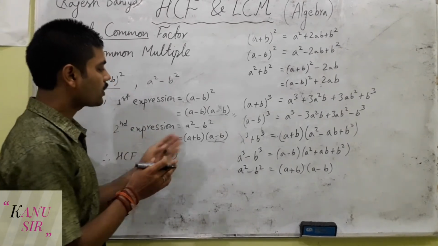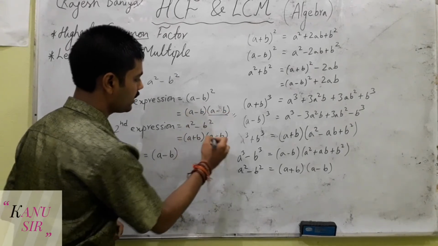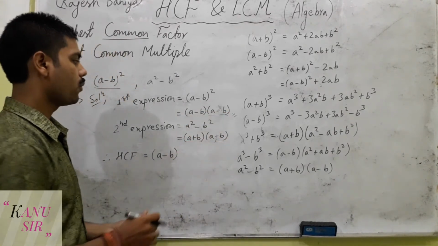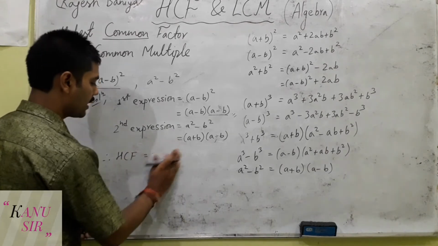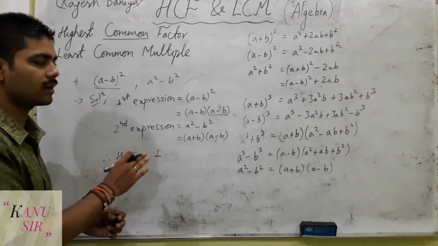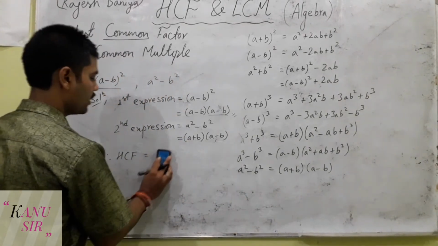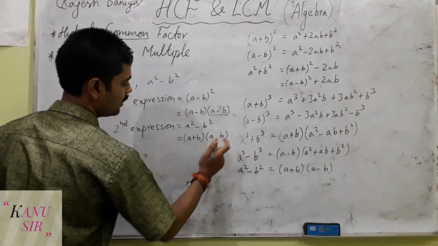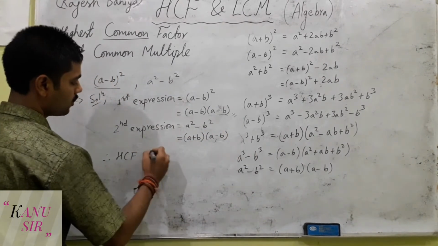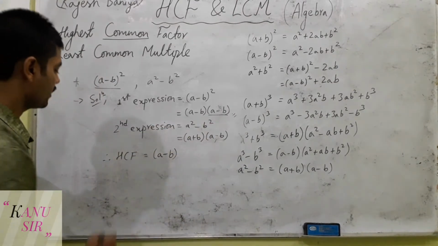What if nothing is common? Like here we get a plus b and a plus b. What if nothing is common? Then the HCF will only be 1. If none of the expressions are common, we'll write just 1 as the answer. But here it is different, here it is minus. So the common term is a minus b in both expressions.